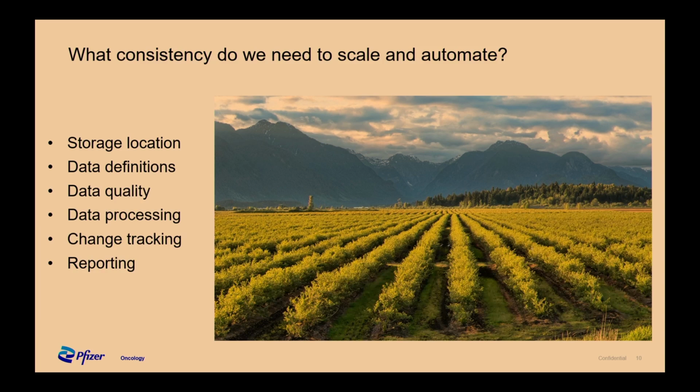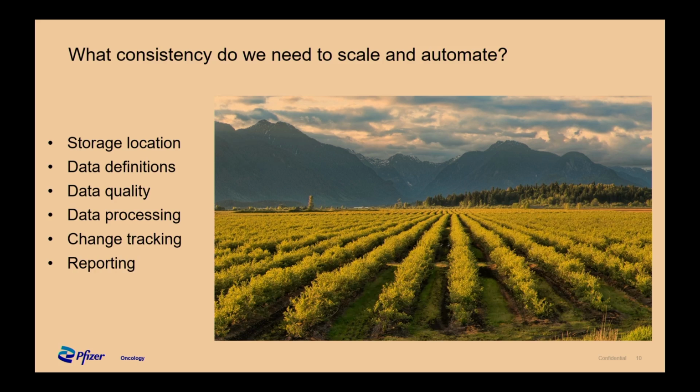So when we're talking about consistency, what exactly are we talking about? What types of consistency do we need in order to scale and automate our process? So it turns out actually a lot of different areas. So we need our data to be in the same location and to be accessible at all times. We need our data to be defined so we can find the specific information that we're looking for where we need to find it. We need our data to be internally consistent, so when we receive data files, that's not changing too much from one file to the next file.